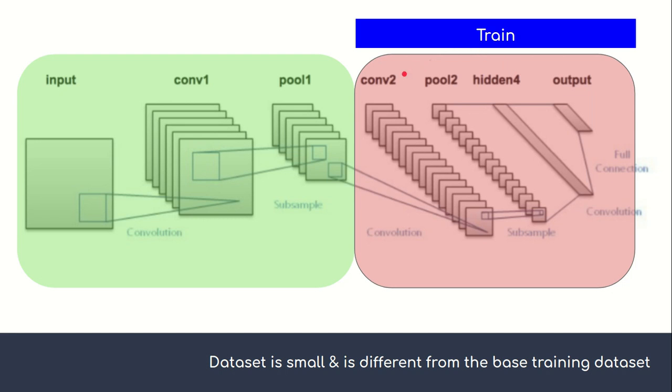And then coming to the training part, since we have a small dataset, we can only afford to train this part of the network. We cannot train this part, because we don't have sufficient data to train all of these pre-trained layers also.